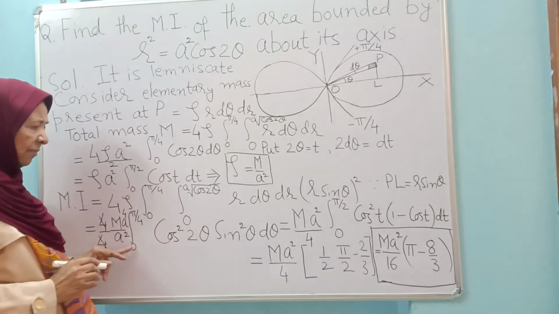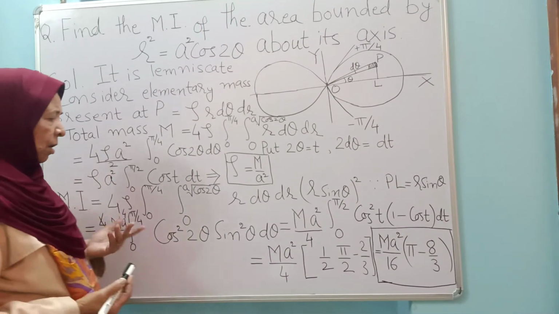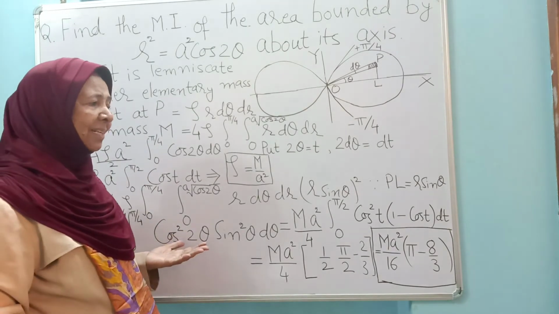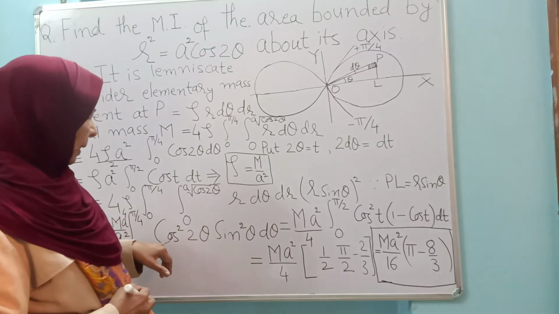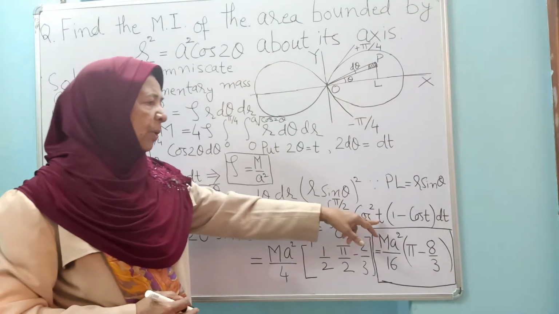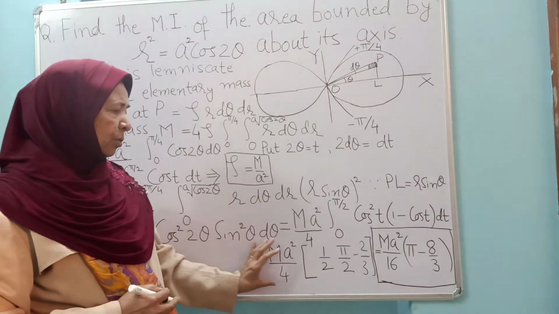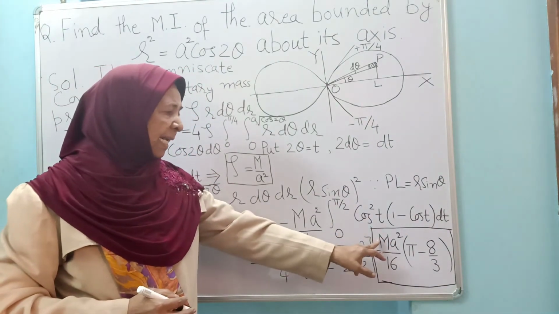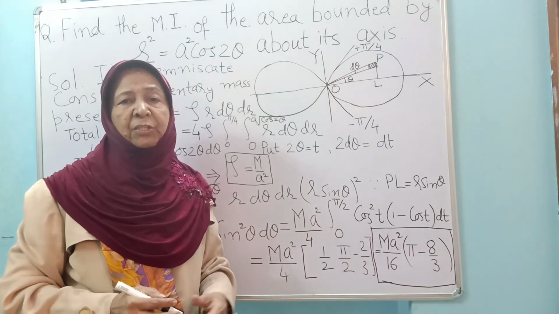After that you have to integrate 0 to pi by 4. Now there can be a number of ways, whatever you like you can use. So put 2 theta as t, you will get cos square t, 1 minus cos t dt. When you solve this integral, you will get the result m a square by 16 times pi minus 8 by 3.